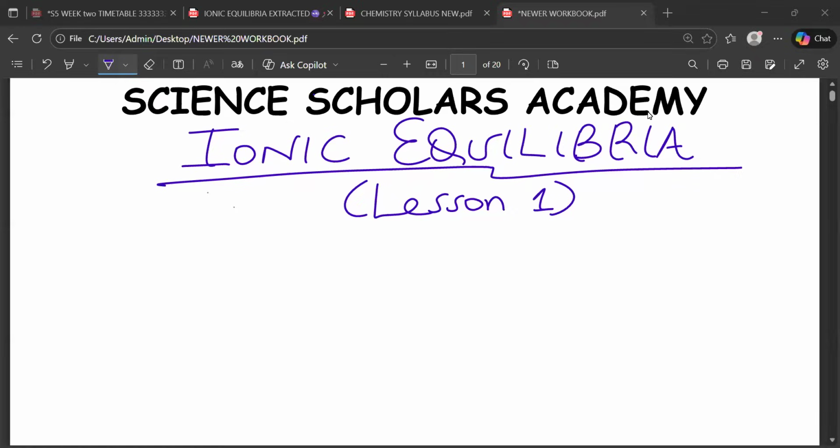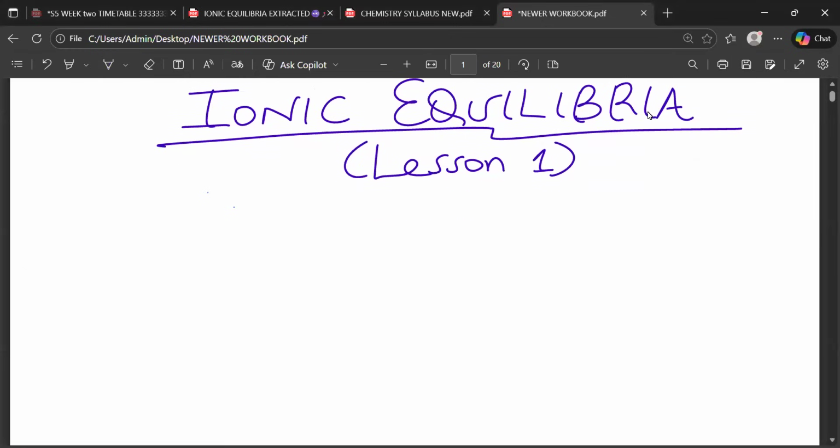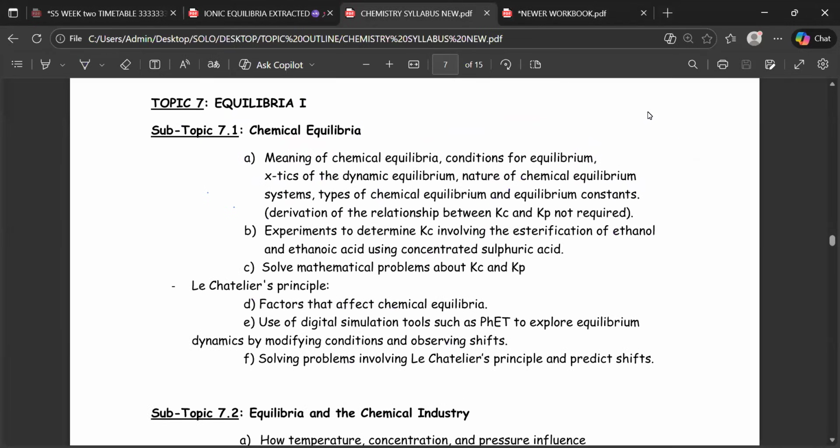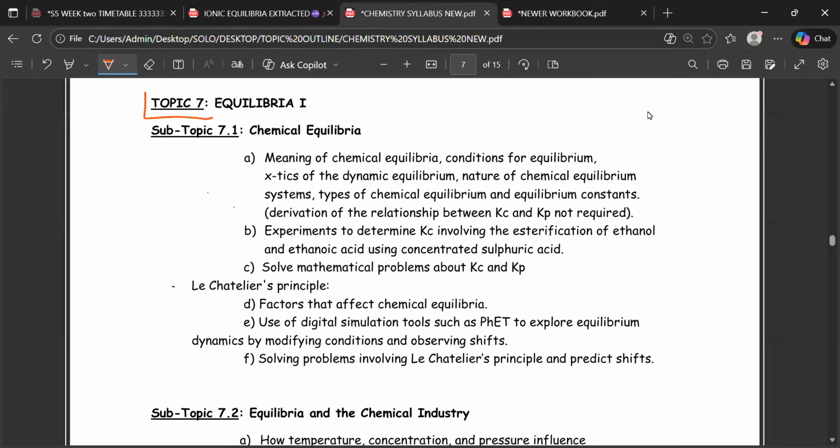Okay, so today we are going to introduce Ionic Equilibria as I told you. First things first, let's see what the syllabus wants us to learn as far as this topic is concerned. But before we go any further, I want you to look at the name of the topic generally. It's a topic of Senior 5 Term 3, and the very general topic is Equilibria 1.